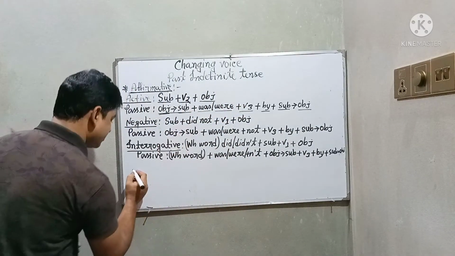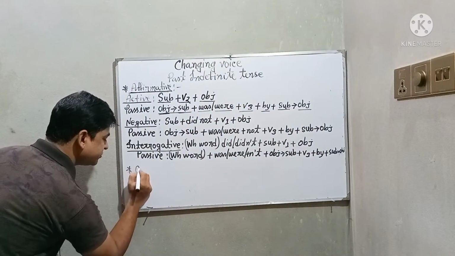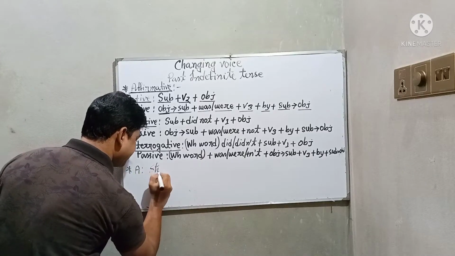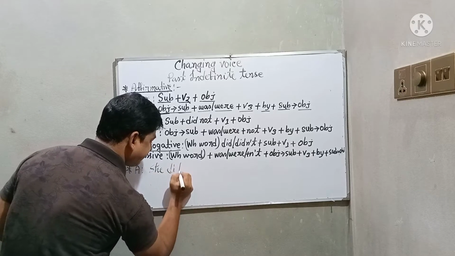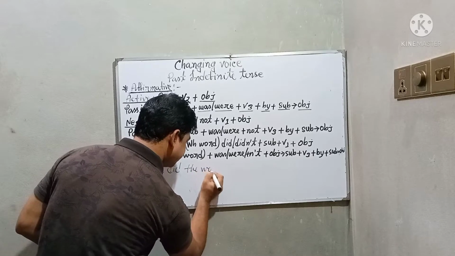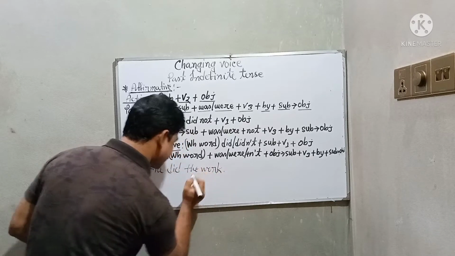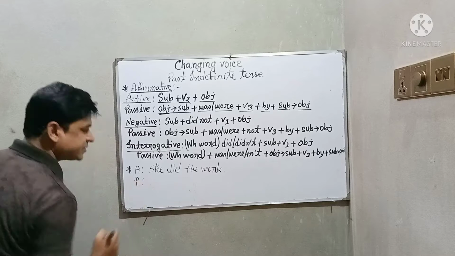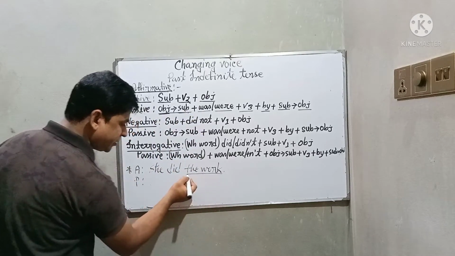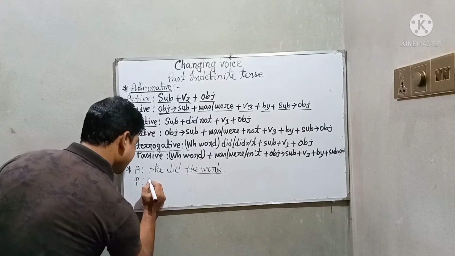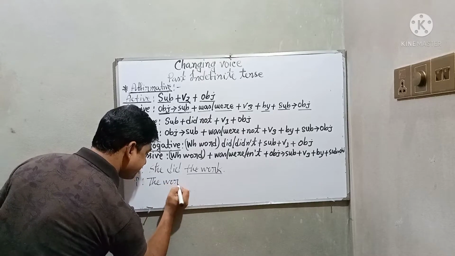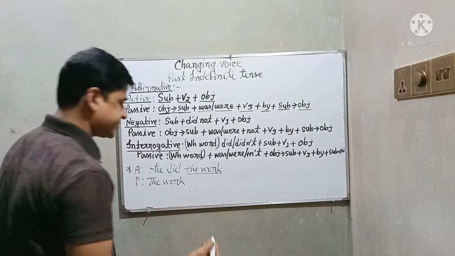If you take an example, it will be very clear to you. Suppose in active voice, she did the work. Very easy example. If you want to make it passive, first of all you have to convert your object to subject. Here the object is the work. Make it subject. If you convert it to subject, it will be the work. It will not be changed.